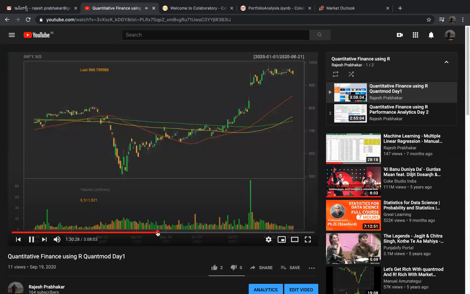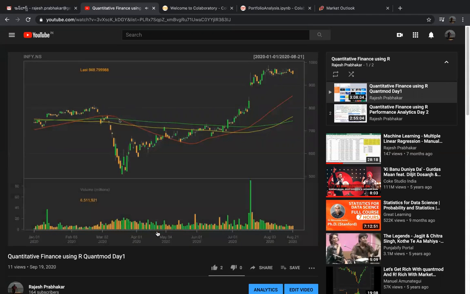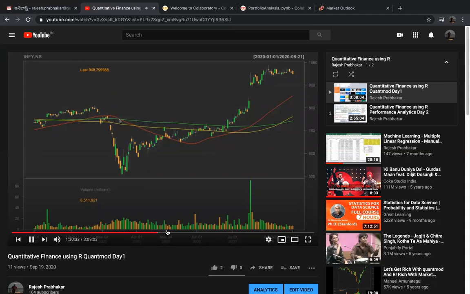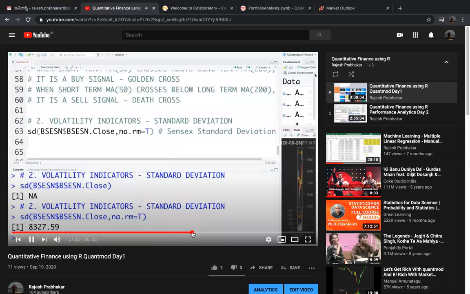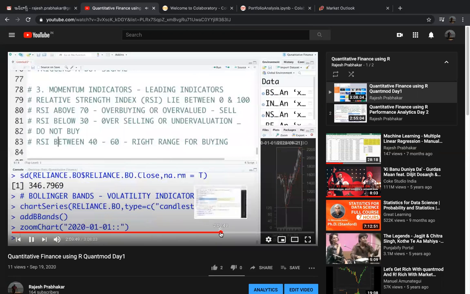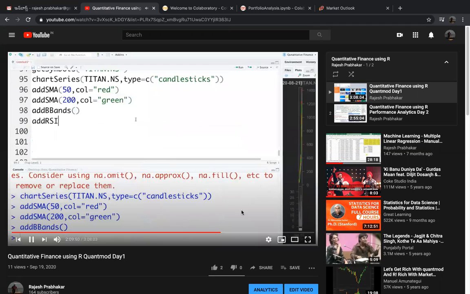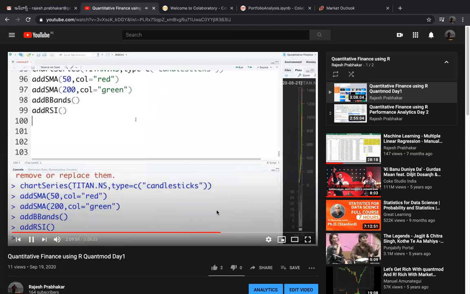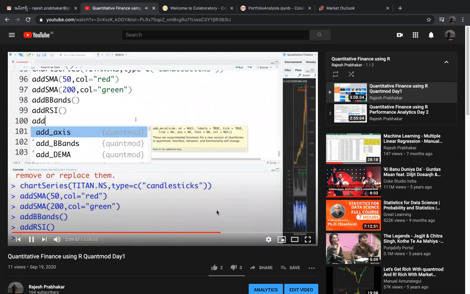So you can zoom charts like this. You can see the lines, the average lines. You can see the indicators. Everything is very easy. See the Bollinger Bands that we have plotted. Add RSI. So in case of R, it is even easier. I'll send you this link.